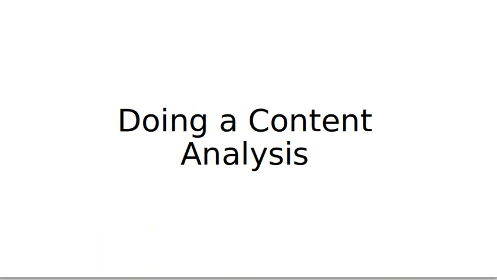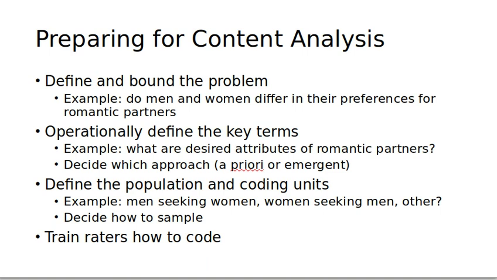This is just a rough overview, but typically when we're doing one, we want to start by defining a problem. The example we discussed in our previous presentation was the personal ads from the Davis article. Men seeking women and women seeking men. Do the personal ads reveal gender stereotypes? That was the problem that Davis was dealing with, and then this required operationally defining the terms, what are the desired attributes of romantic partners, and then deciding how to go about coding.